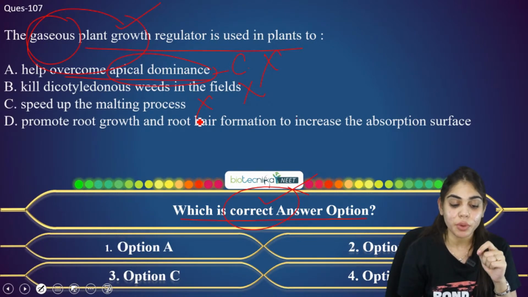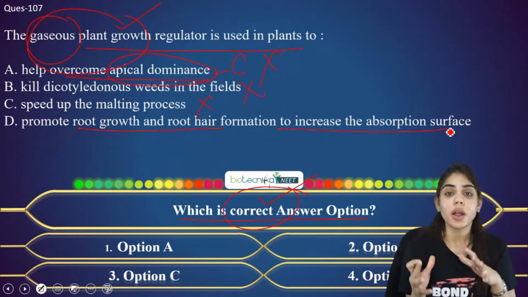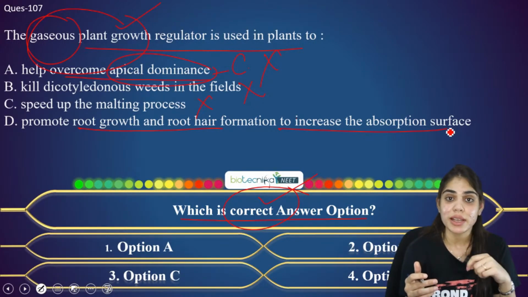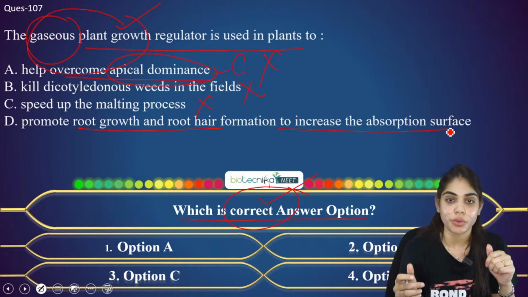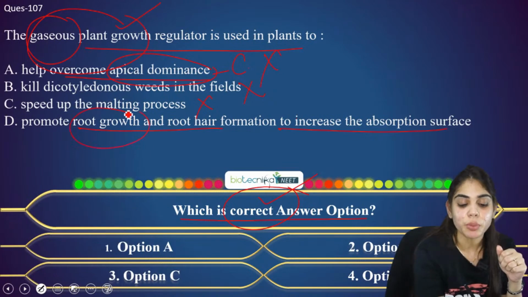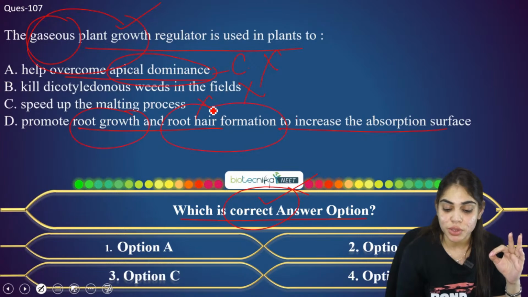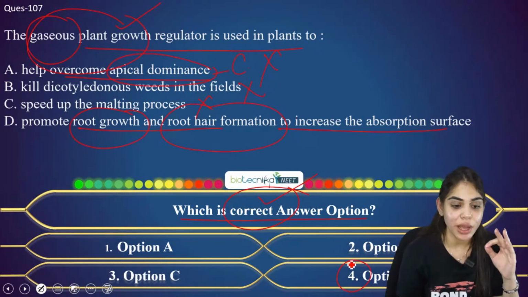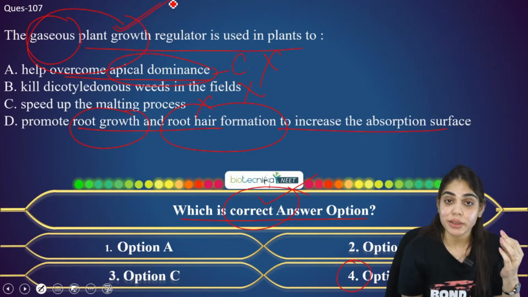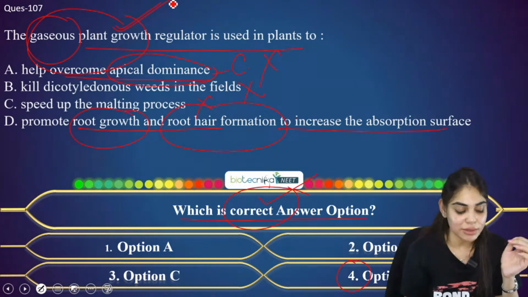So D talks about promoting root growth and root hair formation to increase the absorption of surface. We all know that auxin helps in root formation. But ethylene always assists auxin to promote a larger number of roots, and on them more hairs will be there. So this is the right option, where it promotes root growth and root hair formation. So the right option for this question is option 4, because here you have to choose the function of the gaseous plant hormone, that is the function of ethylene, and only D is the function of the ethylene hormone. So D is the right answer.